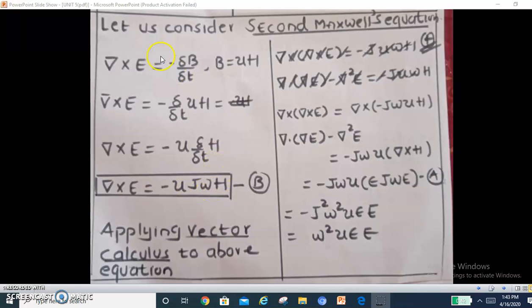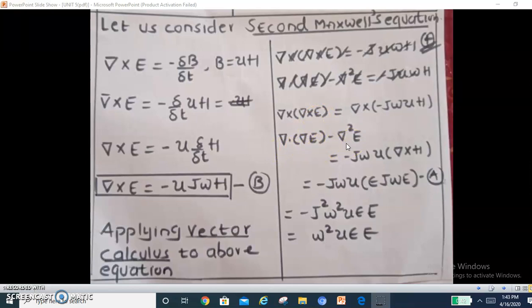So now from the second Maxwell equation we got another conclusion, which is written as B. So let us apply vector calculus to the above equation. We are going to apply the curl on both the left side and the right side. Once we apply the curl, we have to follow the vector calculus equation.